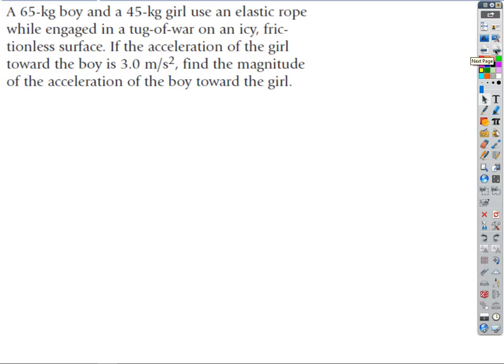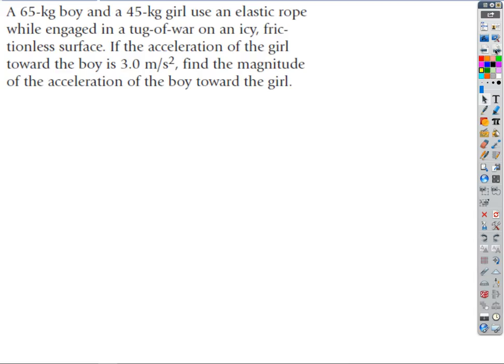Okay, you see the situation here, right? A 65 kilogram boy and a 45 kilogram girl are using an elastic rope while engaged in a tug of war on an icy frictionless surface. If the acceleration of the girl toward the boy is 3 meters per second squared, find the magnitude of the acceleration of the boy toward the girl. Well, how would we do that one?